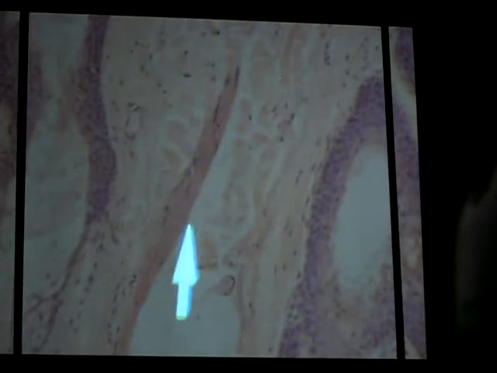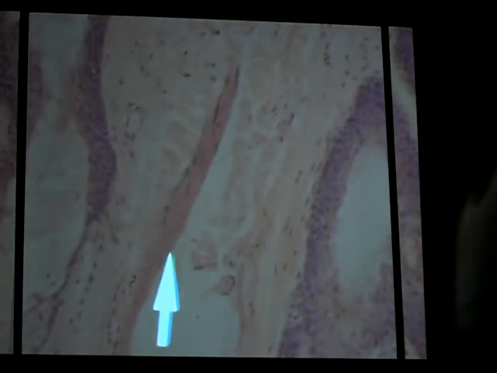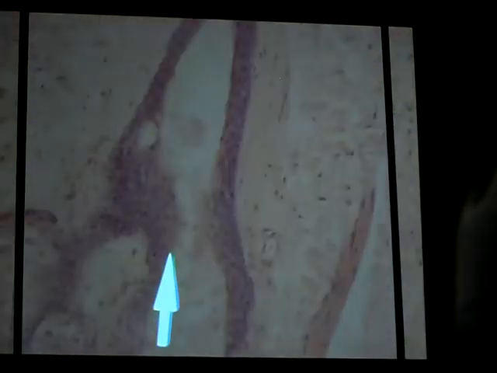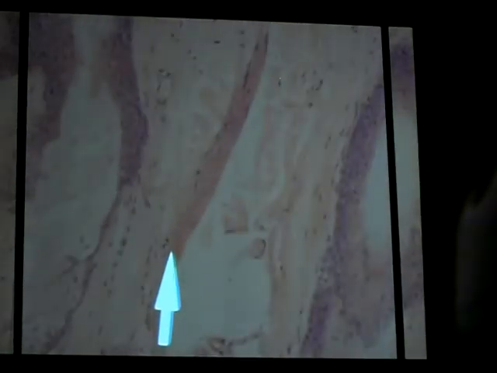Alright, so we see a little piece of it here. That's smooth muscle. When the muscle contracts, it pulls on the follicles. Sometimes when you see your hair standing on end, that's the muscle that's causing that. That's your erector pili muscle. You usually see that running alongside the hair follicle.